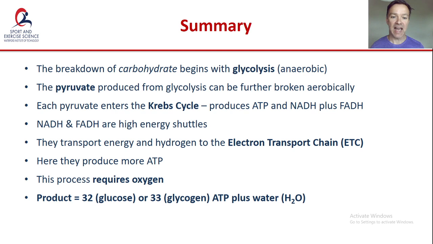So we see at the end of glycolysis, we said that we get either 2 or 3 molecules of ATP. However, aerobic metabolism, the aerobic oxidation of carbohydrate, produces tenfold the amount of energy there. So it is a much more efficient system. However, it requires a sufficient supply of oxygen for it to occur.